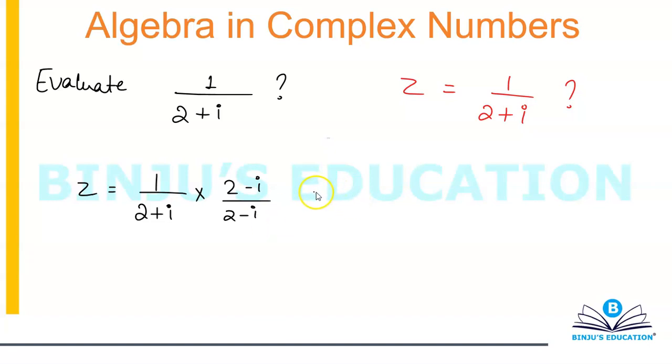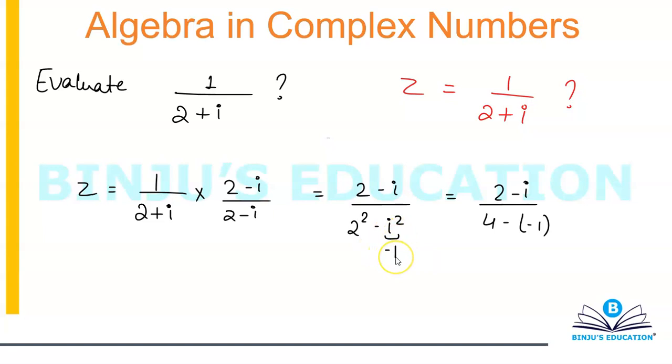In the numerator, you'll be left with 2 minus iota. In the denominator, this will become a plus b into a minus b, which is a square minus b square. This will become 2 square minus iota square. So this is 2 minus iota divided by 4 minus of minus 1, because iota square is minus 1. This becomes 2 minus iota divided by 5, which you can rewrite as 2 by 5 minus iota by 5.